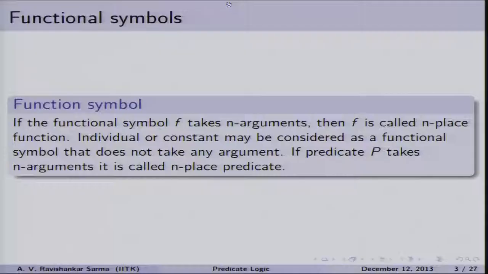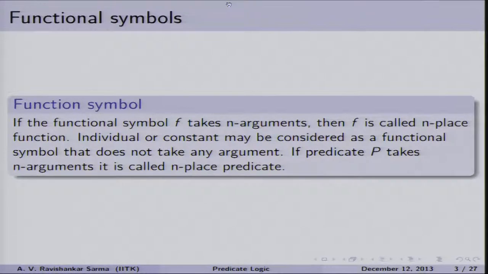And then we have predicates, which talk about some kind of relationship between some kind of objects, like something is red, something is white, beautiful, etc. Or x is brother of y, or y is father of z, etc. All these things are predicates, which essentially have some kind of property.